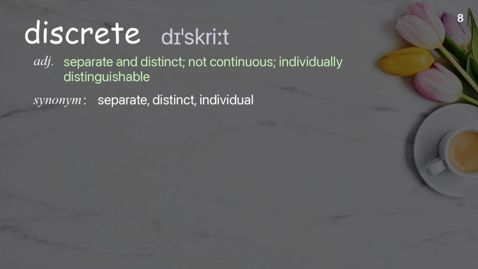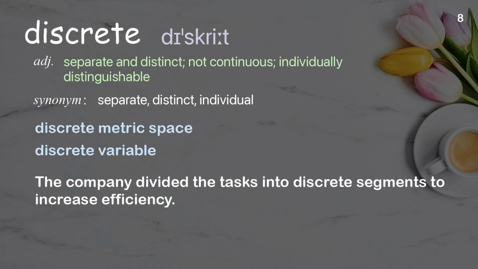Discrete. Separate and distinct, not continuous, individually distinguishable. Examples: Discrete metric space. Discrete variable. The company divided the tasks into discrete segments to increase efficiency.